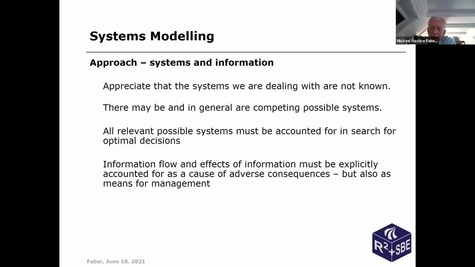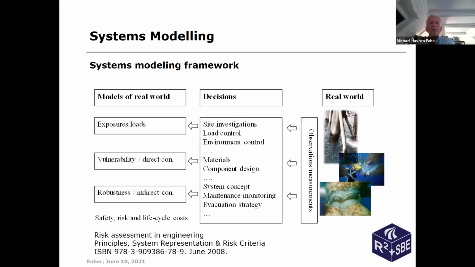And this is a little bit something which is missing, because we tend as engineers to think that there's just one model world. The model we have in mind looks like what we saw on the blackboard when we were going to school at university, and this is how the world really is. So we omit the fact that there could be different explanations for what we see. And also the information flow and effects of information really have to be explicitly accounted for as a cause of adverse consequences, but also as a means of management.